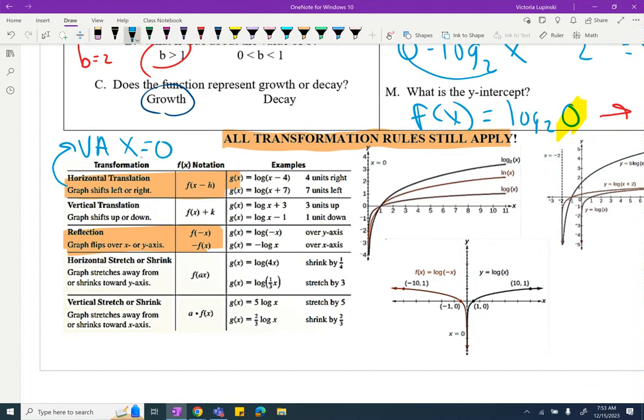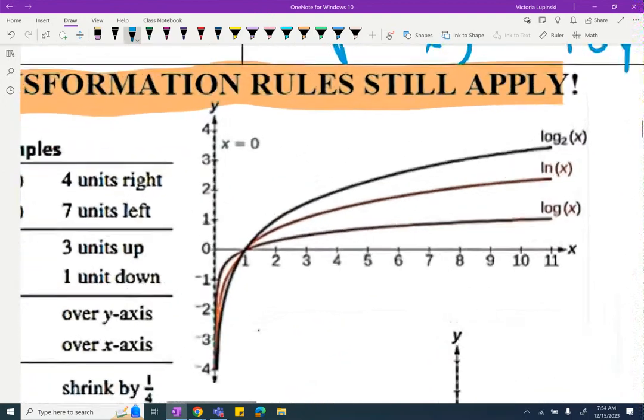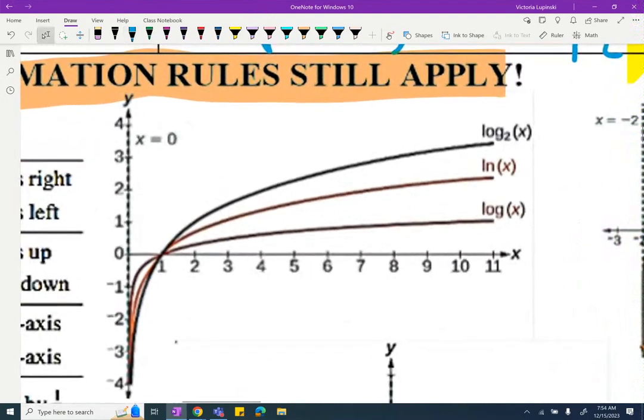I showed you a couple of examples here just to make sure that it makes sense, including, take a look at this first one. I have 3 different logs of 3 different bases just to show you the relationship. This is log base 10. This is log base e. This is log base 2. Notice that the bigger the base, the closer it is to the x-axis. The smaller the base, the closer it is to the y-axis. That's just a fun fact. If you happen to remember it or memorize it, it's just a great way for you to check your answers.